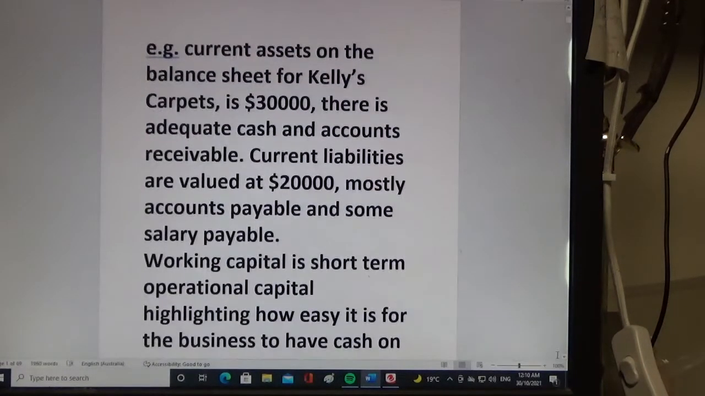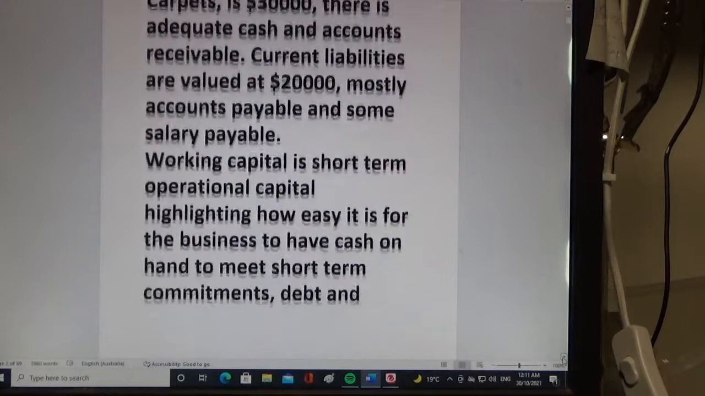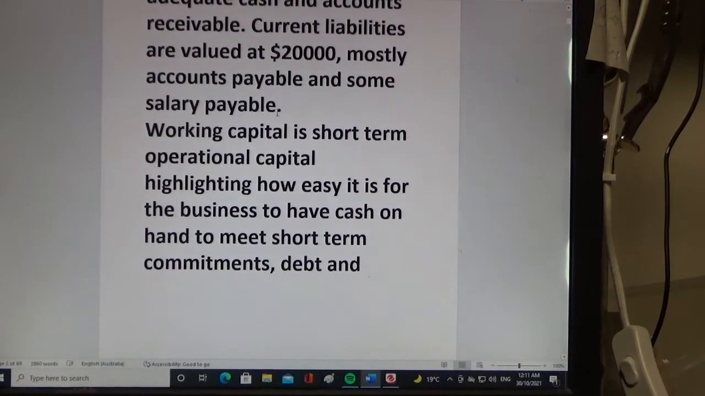So an example, and most of these have got examples. The current assets on the balance sheet of Kelly's Carpets is $30,000. That's the current assets, things like bank, accounts receivable. There is adequate cash and accounts receivable. Current liabilities are valued at $20,000. So immediately we see that's favourable. So mostly accounts payable, some salary payable. And when you see that word payable, it's indicative of a current liability.